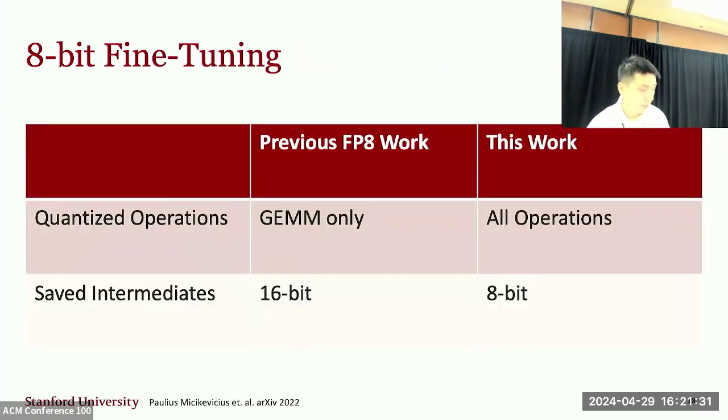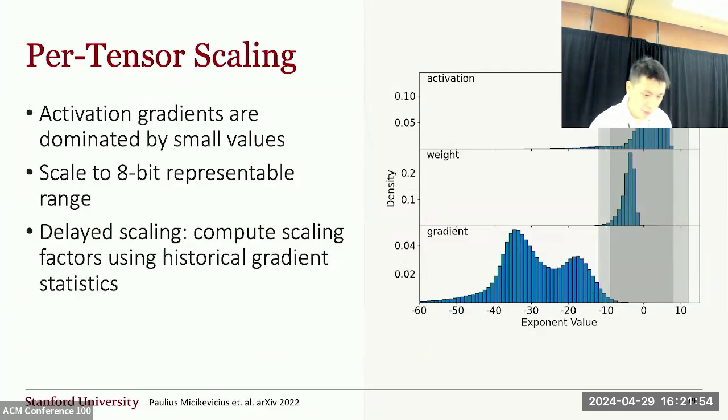And now I will introduce 8-bit fine-tuning. Different from prior FP8 work, which only quantized the input to the GEMM operation and left most of the intermediates in 16-bit format, in this work we quantize all the operations, and we save all the intermediates in 8-bit. Transitioning intermediate output to 8-bit format will be beneficial for memory-constrained edge devices. While quantizing activations and weights to 8-bit doesn't require any scaling factor, this could be tricky for some of the intermediates like activation gradients, because they are dominated by small values. In this case, we have to apply scaling to move them into the 8-bit representable range.